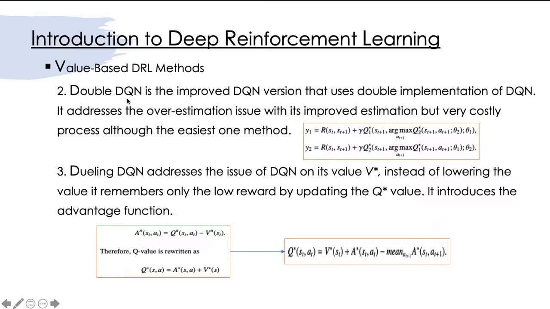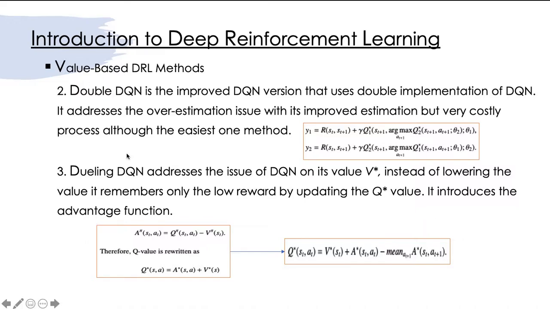The second one is the double DQN. It is an improved DQN version that uses a double implementation of DQN. It addresses the overestimation of the previous method with its improved estimation, but this is a very costly process.